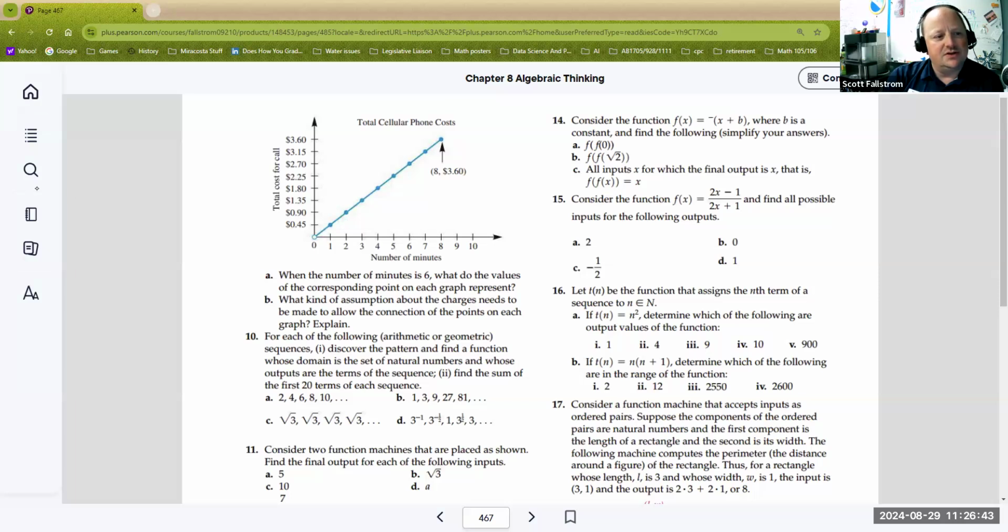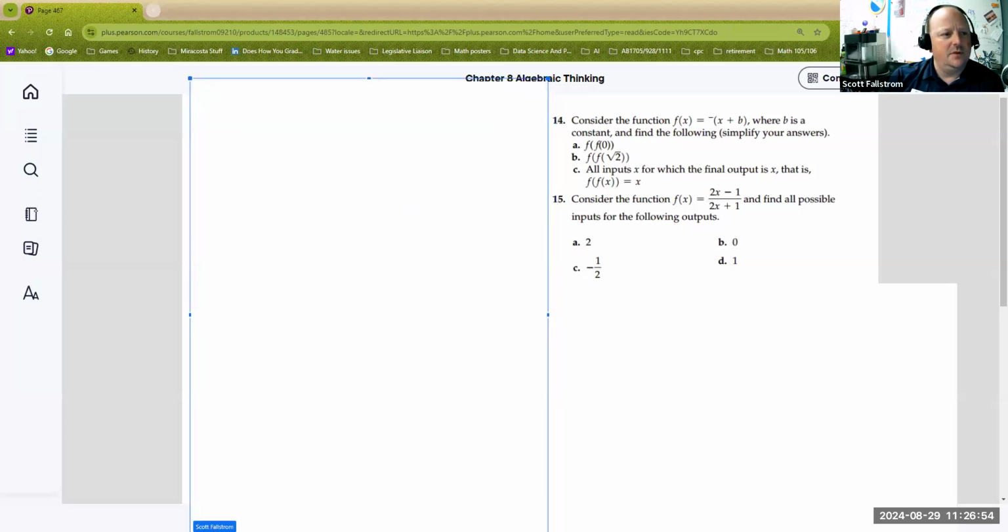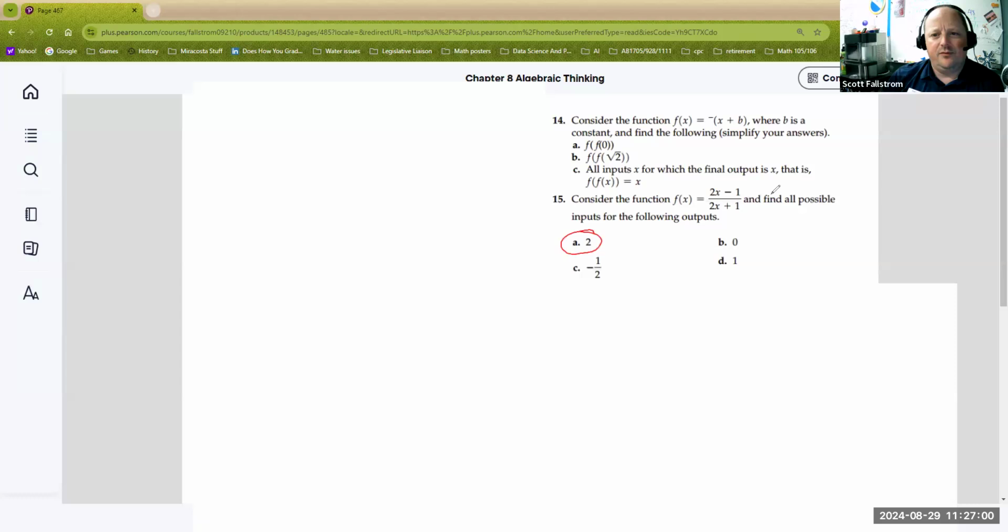But when we're trying to solve those, we would solve those in the same way that we would do with any of the others. So if we just white out that piece here, maybe slide this over just a bit. There we go. And let's take a look. Let's see what we can do. So for part A, let's read the question carefully. Consider the function. So here's our function and find all possible inputs.